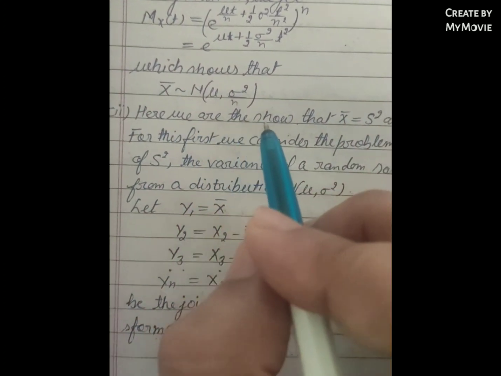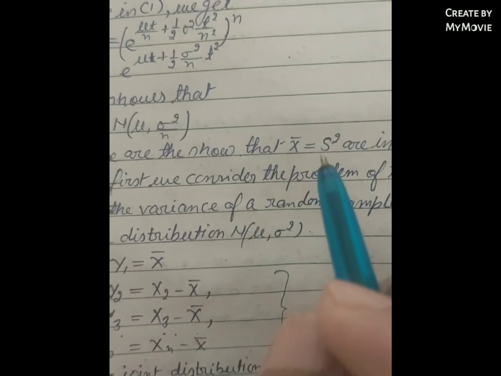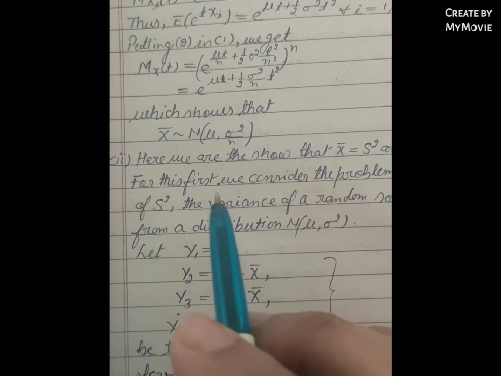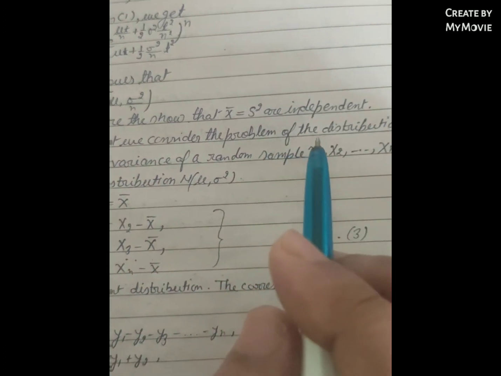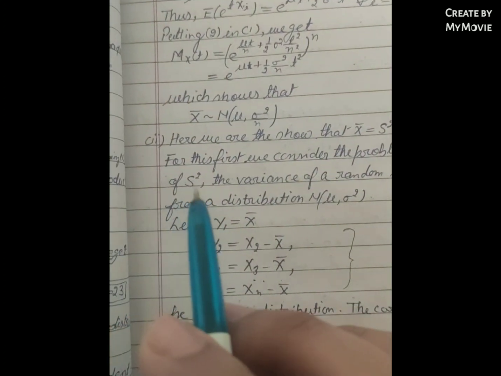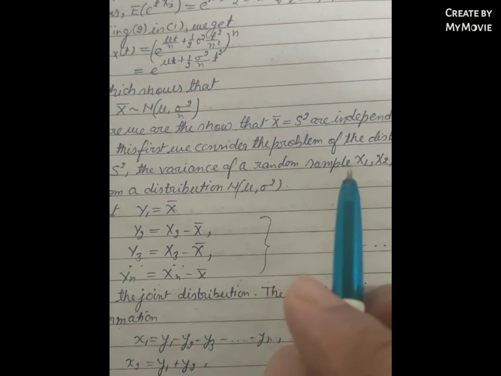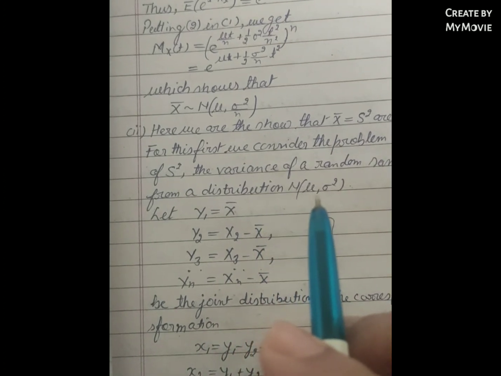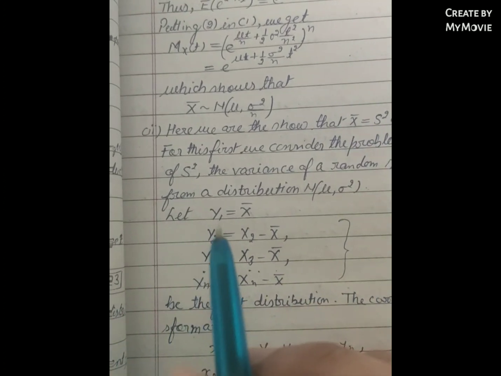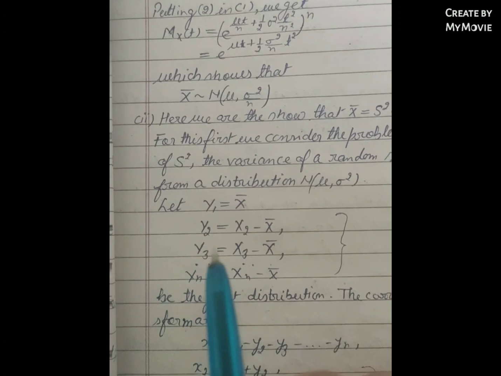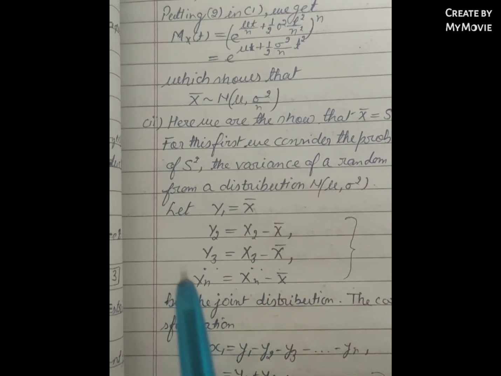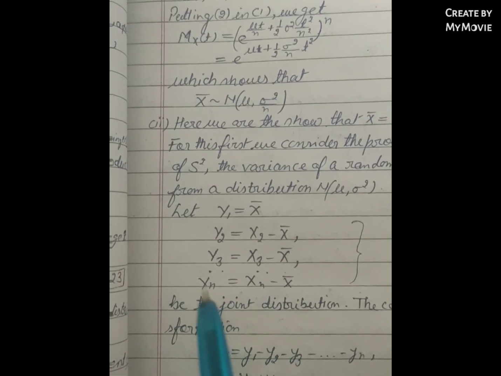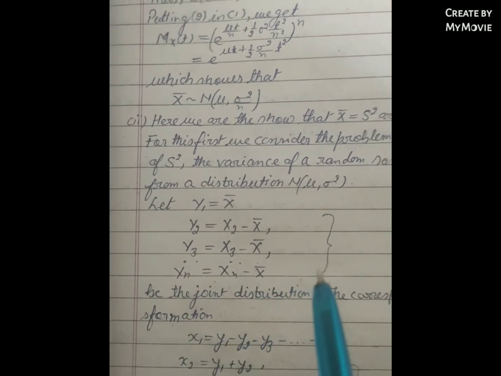Second, here we are to show that X bar and S square are independent. For this, first we consider the problem of the distribution of S square, the variance of the random sample X1, X2, ..., Xn from the distribution N(mu, sigma square). Let Y1 be equal to X bar, Y2 equal to X2 minus X bar, Y3 equal to X3 minus X bar, and so on, Yn equal to Xn minus X bar.